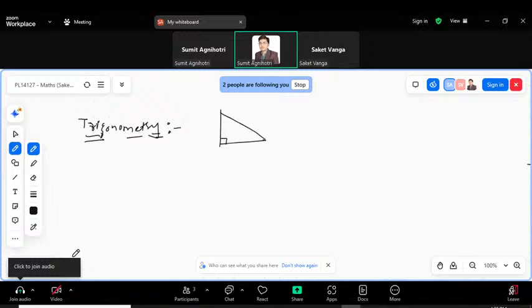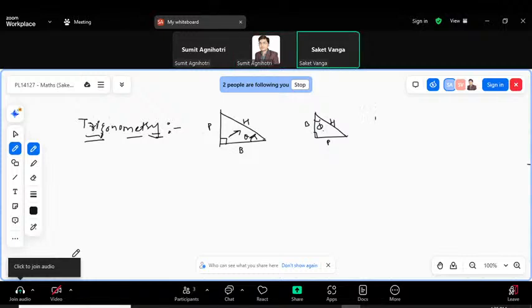The side opposite to 90 degrees is the hypotenuse, and the other two sides may behave as perpendicular or base. If we are taking this theta, then P is opposite to your theta. If you are considering this theta or phi, then the perpendicular is opposite to your considered angle, and base is just the adjacent side, and hypotenuse is always opposite to 90. Got it?